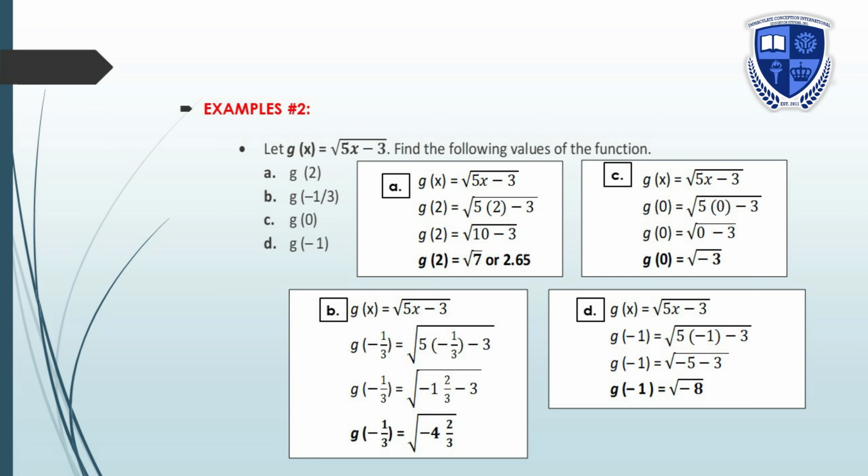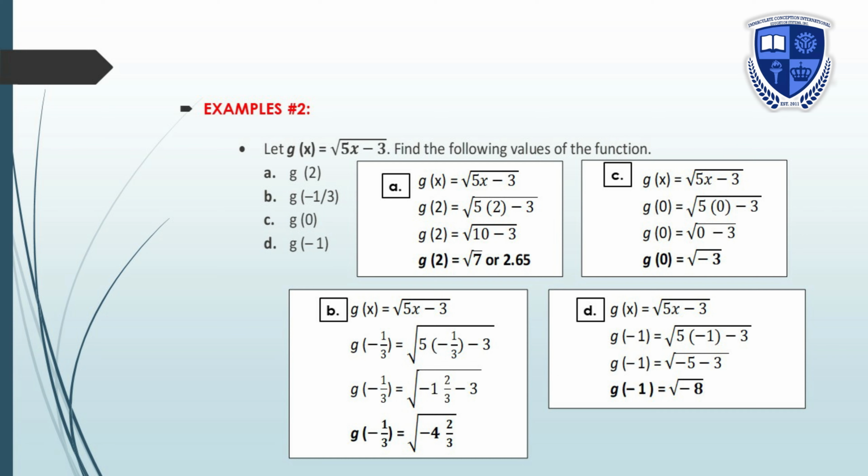Letter B, g of x is equal to square root of 5x minus 3. So, same, given pa rin po tayo. So, square root of 5 times negative 1/3 minus 3. 5 times negative 1/3 is equal to negative 1 2/3 minus 3. So, yung minus 3, bring down lang po. Now, yung square root po, copy lang po yan. Negative 1 2/3 minus 3 is equal to negative 4 2/3. So, that's the answer for letter B.